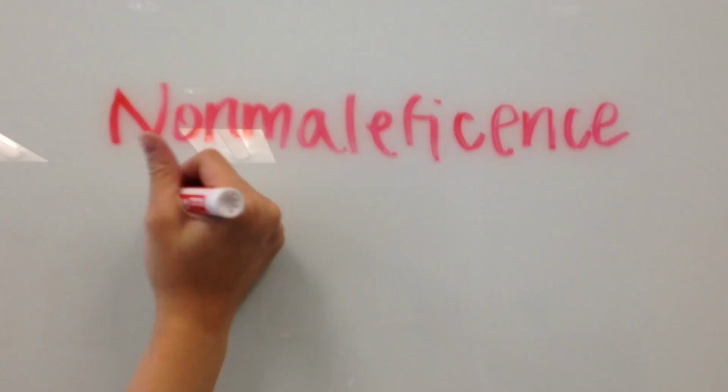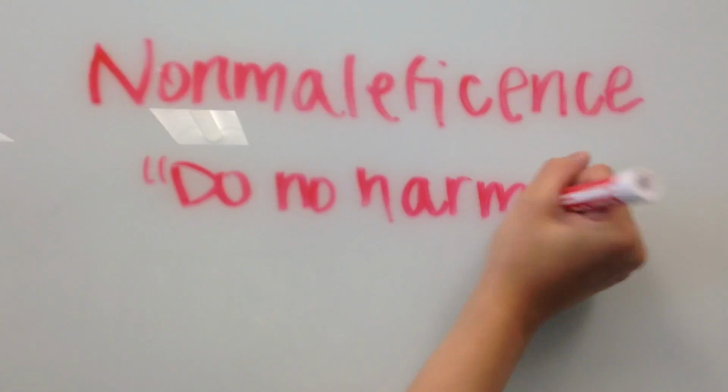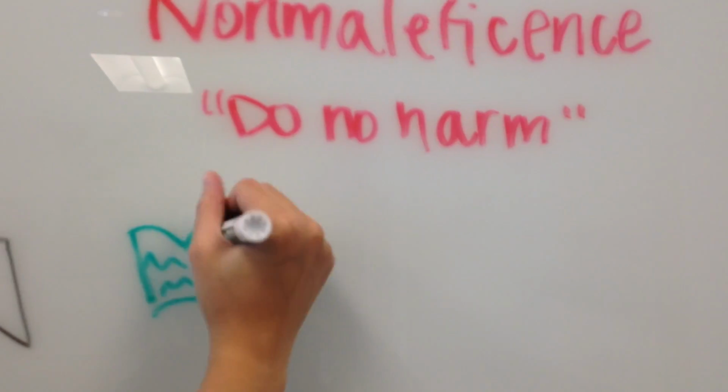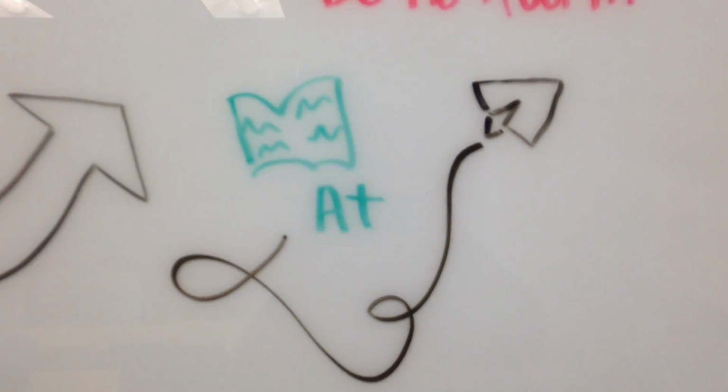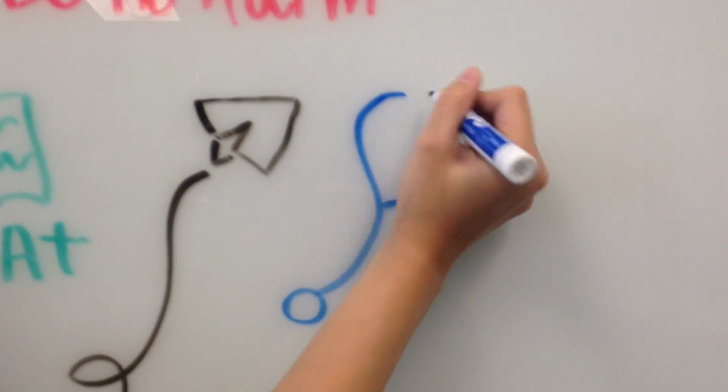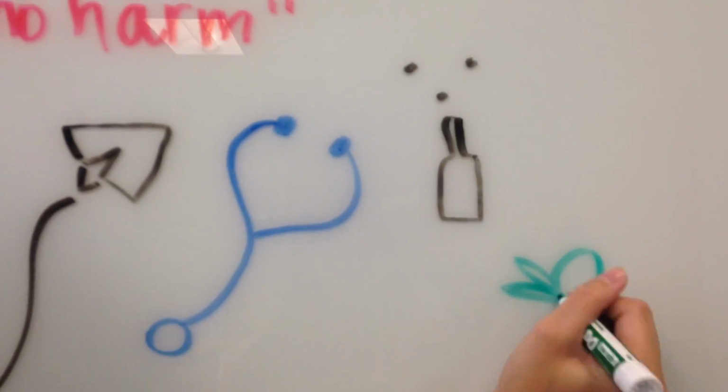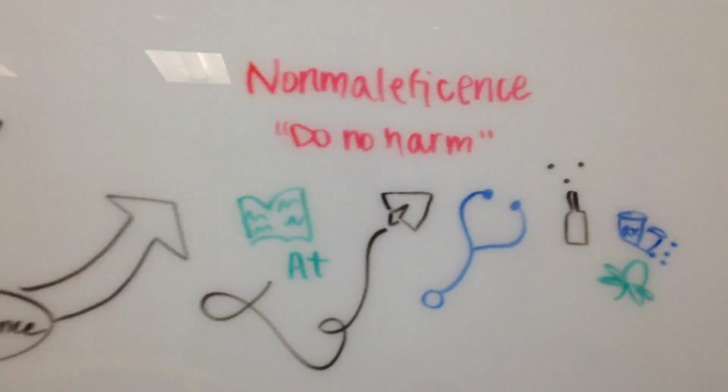Non-maleficence is the idea of doing no harm. This means that the dentist must keep their education up to date, will seek consultation and referrals when necessary, have qualified auxiliary personnel, and will not practice when impaired.